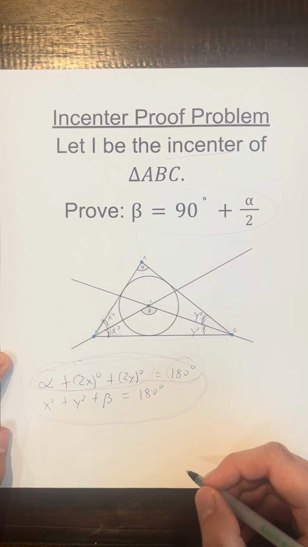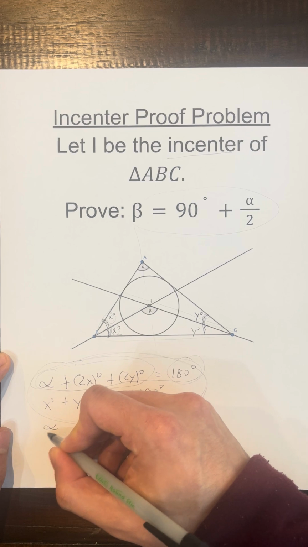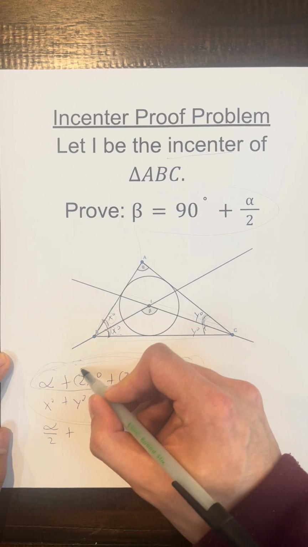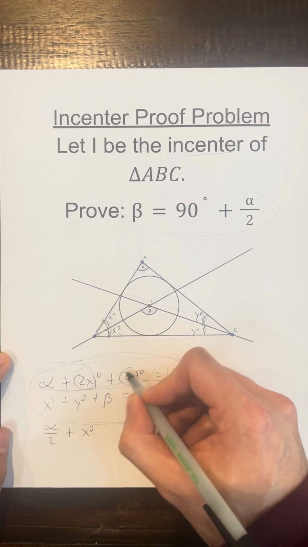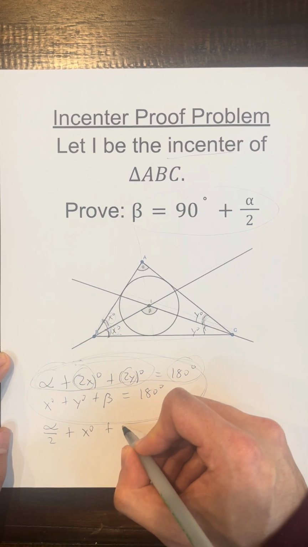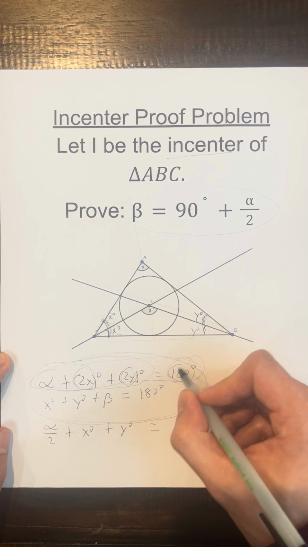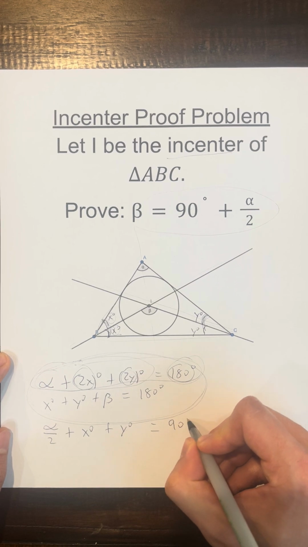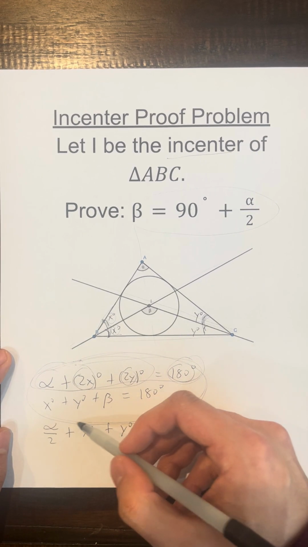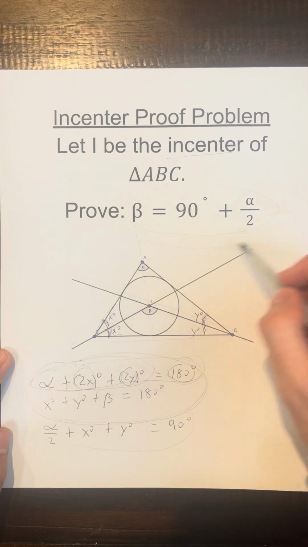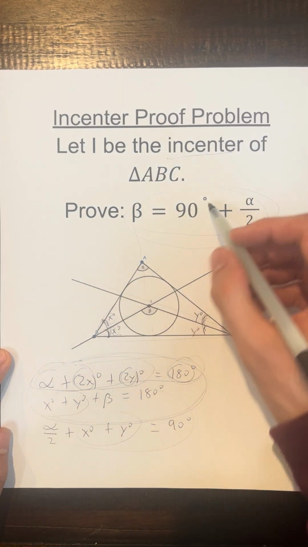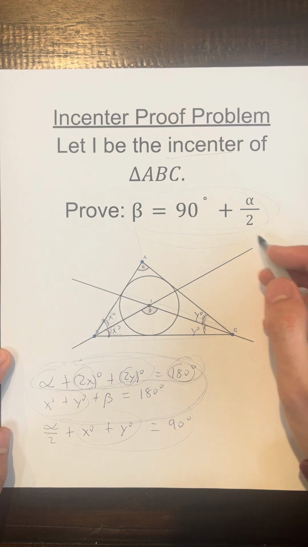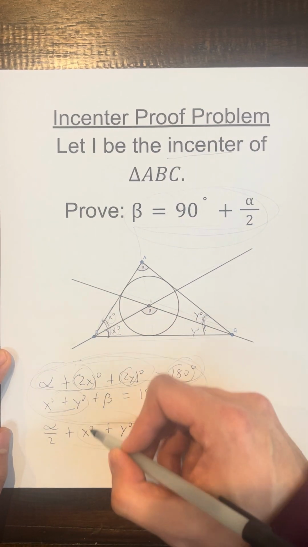So what's half of alpha? So that's going to be alpha over 2. What's half of 2x? Well, that would be x degrees, half of 2y, so y degrees. What's half of 180? 90. Okay, this is looking a little bit more like what we try to prove here. But notice that there's no x or y in this equation. So we need to find a way to get rid of this.